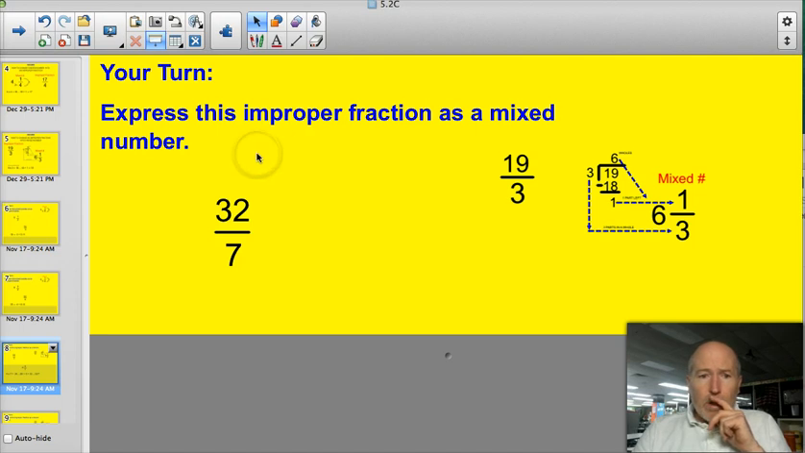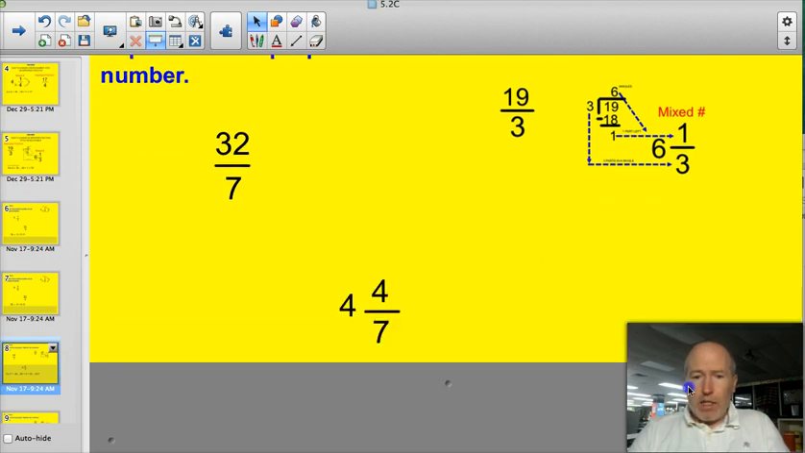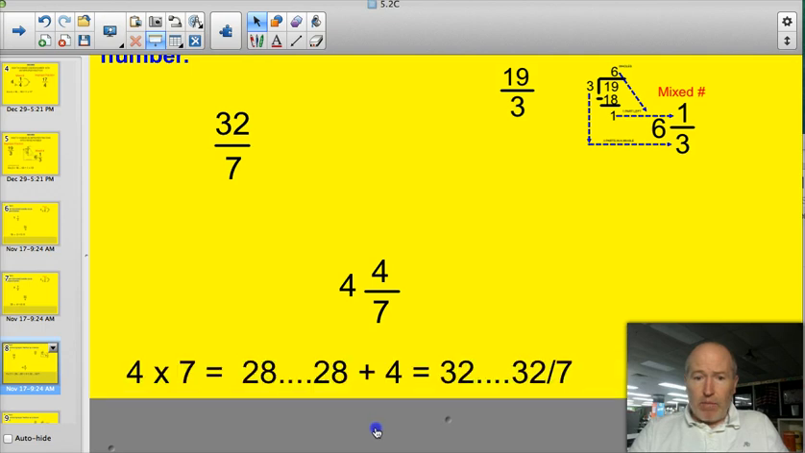We have express this improper fraction as a mixed number. Now I have 32/7. Express it as a mixed number, and I've left my example up here. Go ahead and try it. All right, let's see how you did. I got 4 and 4/7. So let me check and see if I got it right.